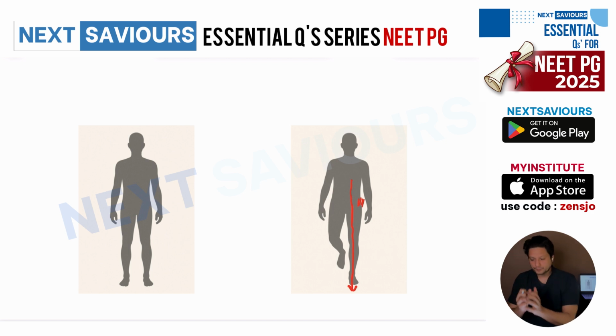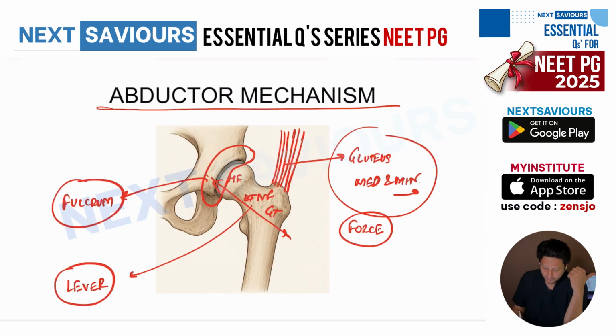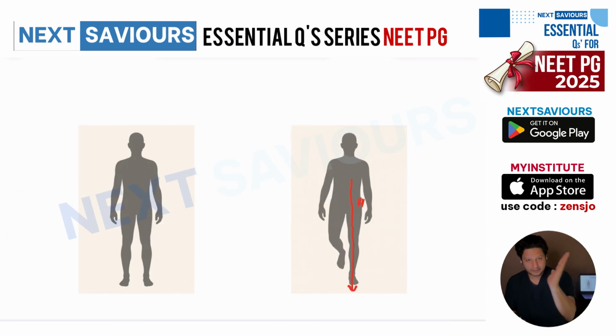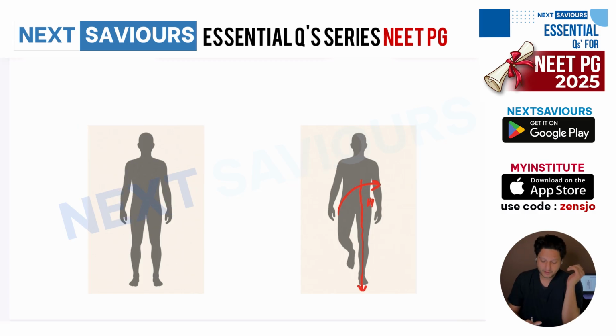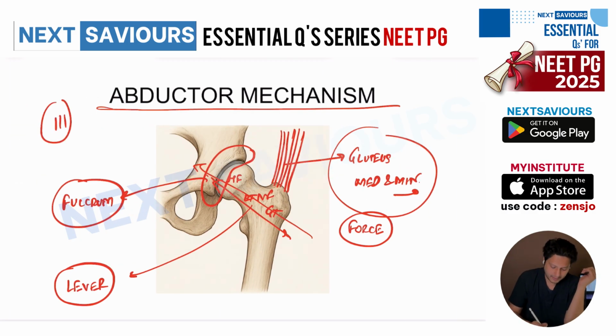They contract, and when they contract, the force is generated, and this generated force will be transmitted all the way up to the level of the fulcrum, thereby lifting the other side of the pelvis towards the weight bearing side, thereby inclining the other end of the body, the hanging side of the body, towards the weight bearing side. So this is the abductor mechanism of the hip, which is considered to be the class 3 lever mechanism for the hip joint.